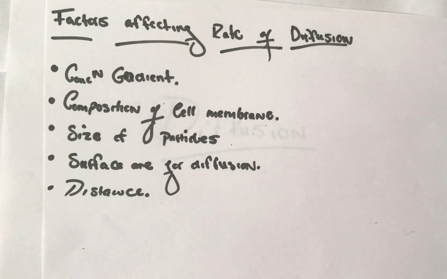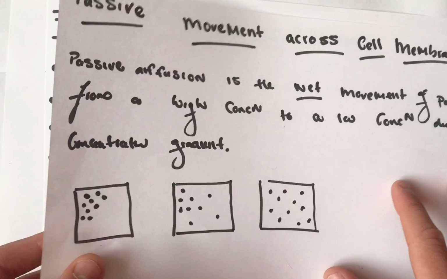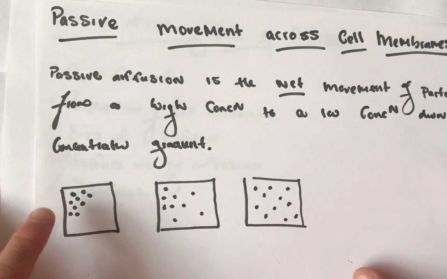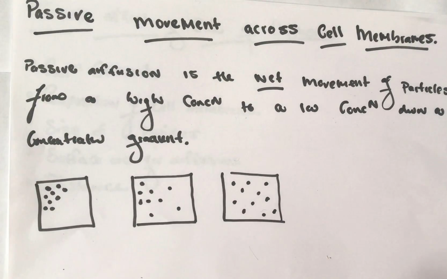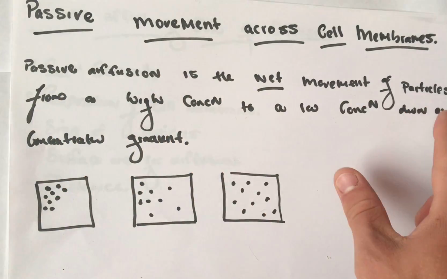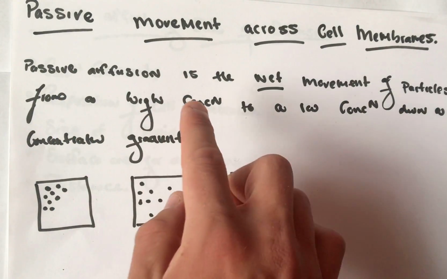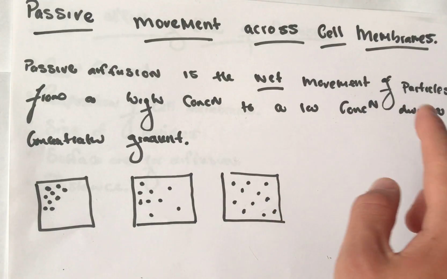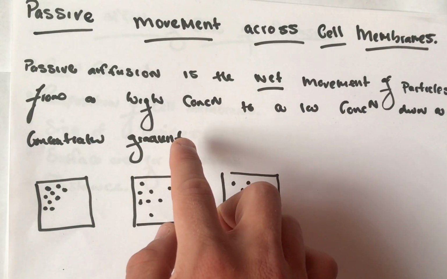Like I just said previously, diffusion is a passive process because it does not require energy, unlike active transport. The definition of diffusion is the net movement of particles from an area of high concentration to an area of lower concentration, down a concentration gradient.